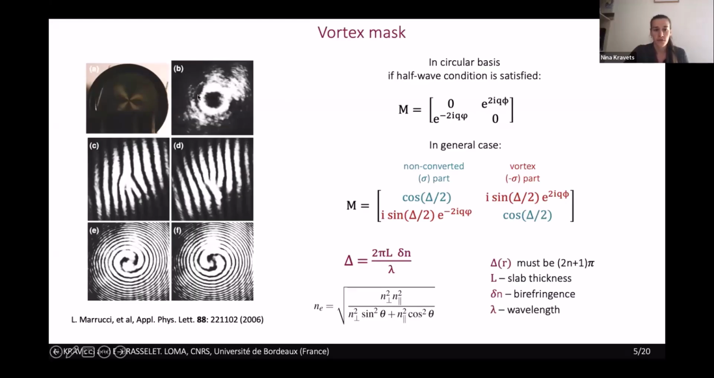And then if we shine the light through it, we can recognize in image B the optical vortex, the typical Laguerre-Gaussian-like, donut-shaped beam. And in the circular basis, we can see that left-handed and right-handed polarization components are getting the vortex phase with a topological charge twice the topological charge of the mask, so plus or minus 1. And then the requirement, of course, is that the phase retardation associated to this mask is exactly the half-wave plate retardation. Because if it is not respected, then we get this non-converted part, highlighted in blue.